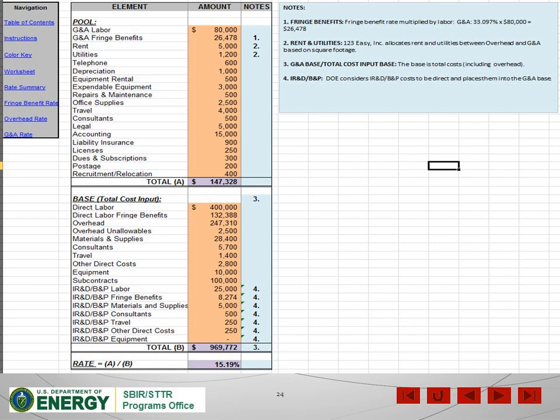The base is total cost input, and for the calculation of the rate, the base is also considered to be the denominator. So the pool cost of $147,328 divided by the base cost of $969,772 gives us the G&A rate of 15.19.